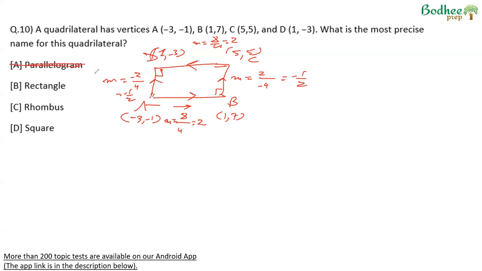So parallelogram is not the best name. Rhombus is not a very good name. It'll either be a rectangle or a square because all the angles are 90 degrees. Now we look at the sides which are adjacent.